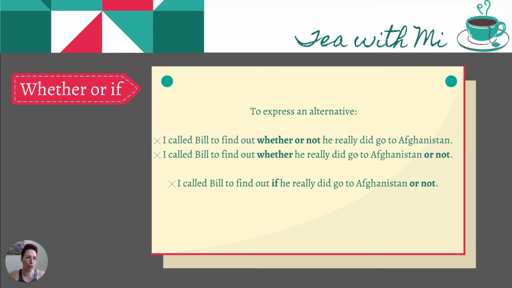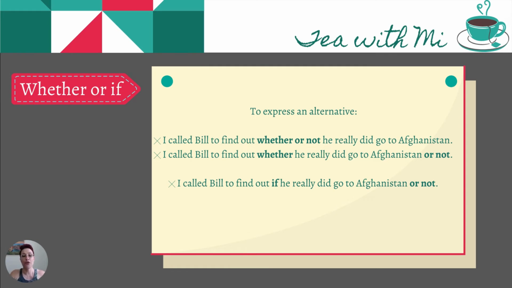I can use both, but I have to be grammatically aware of the position that or not is going to have in the sentence. When it comes to if, or not cannot be placed together with the particle if. When it comes to whether, it doesn't matter. Whether allows me to work together or apart. Let's take a look at the examples here.